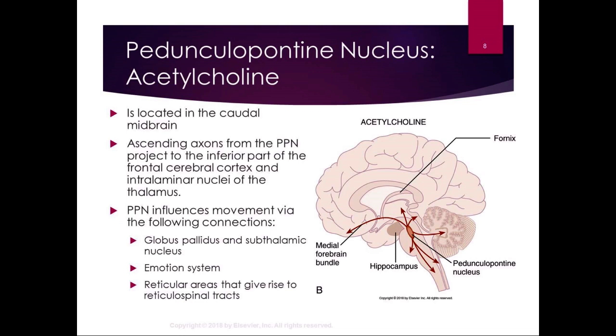So the PPN influences movement, and we know acetylcholine is the major neurotransmitter that works at the neuromuscular junction. It's an excitatory neurotransmitter. It also works in other areas of the brain, in the emotion system, the limbic system, the reticular areas, and in the thalamic areas. So the globus pallidus is part of the basal ganglia system again. So you can think of acetylcholine as being related to movement, and it's being made in the Pedunculopontine nucleus.